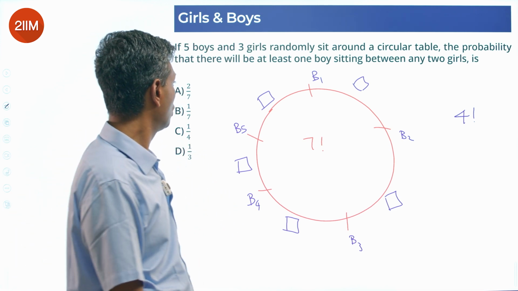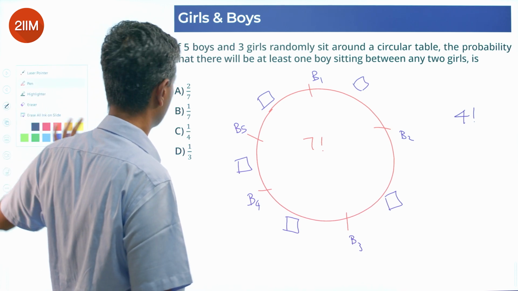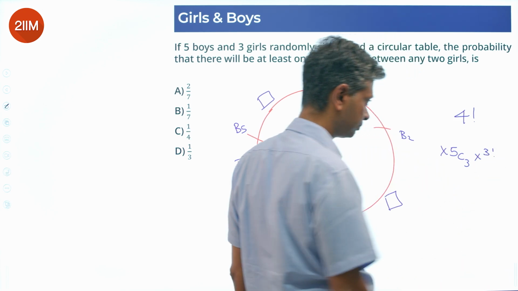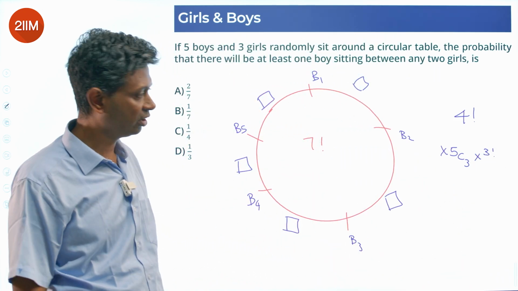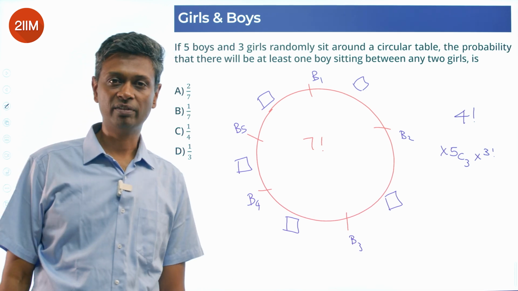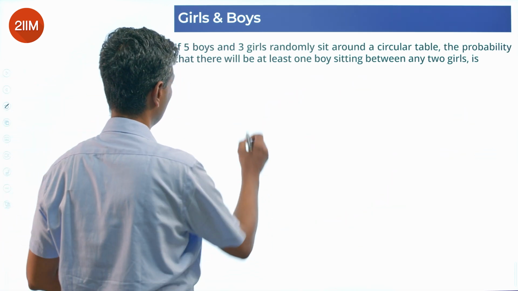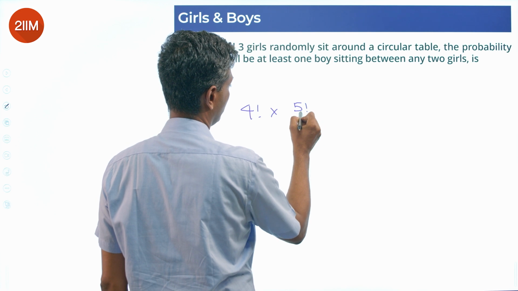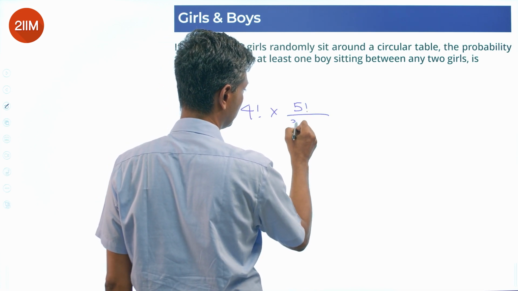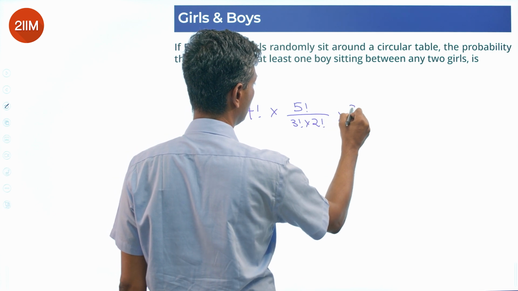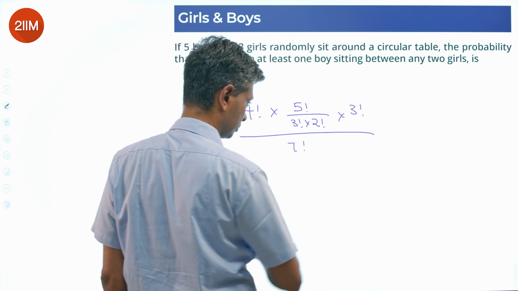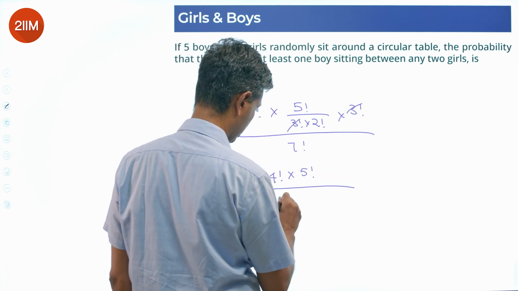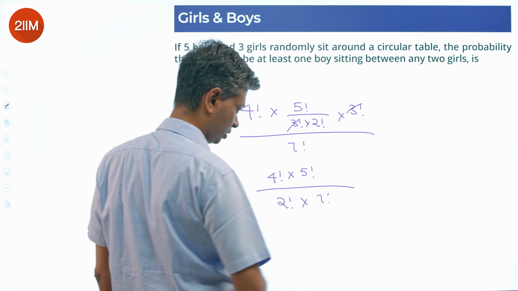So what is our answer? 4 factorial into 5C3 into 3 factorial, divided by 7 factorial. Let's do that. 4 factorial into 5 factorial by 3 factorial into 2 factorial, into 3 factorial, by 7 factorial. That gives 4 factorial into 5 factorial by 2 factorial into 7 factorial.